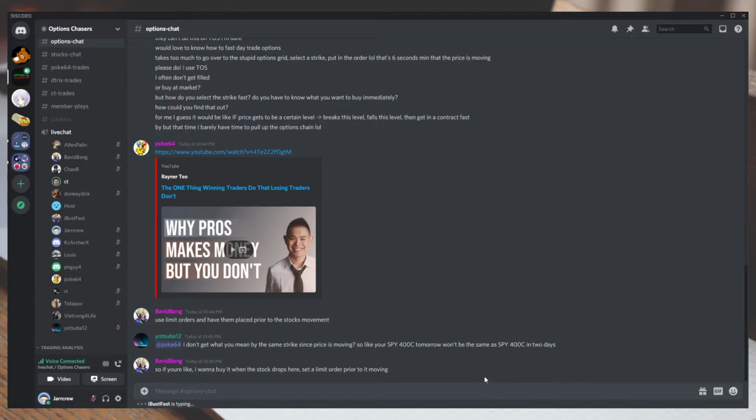What we're gonna see tomorrow won't be the same as a few days from now. The strike would be the same. The premium would be different though, because of theta first, and then also depending on what the underlying stock is doing. If S&P is moving the opposite direction, it'll probably decrease. It'll definitely decrease the premium value.